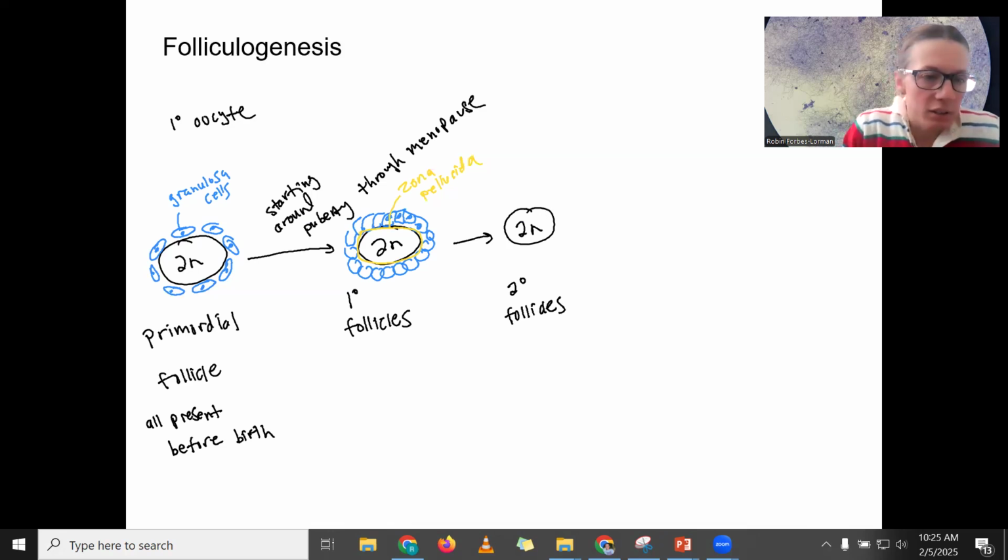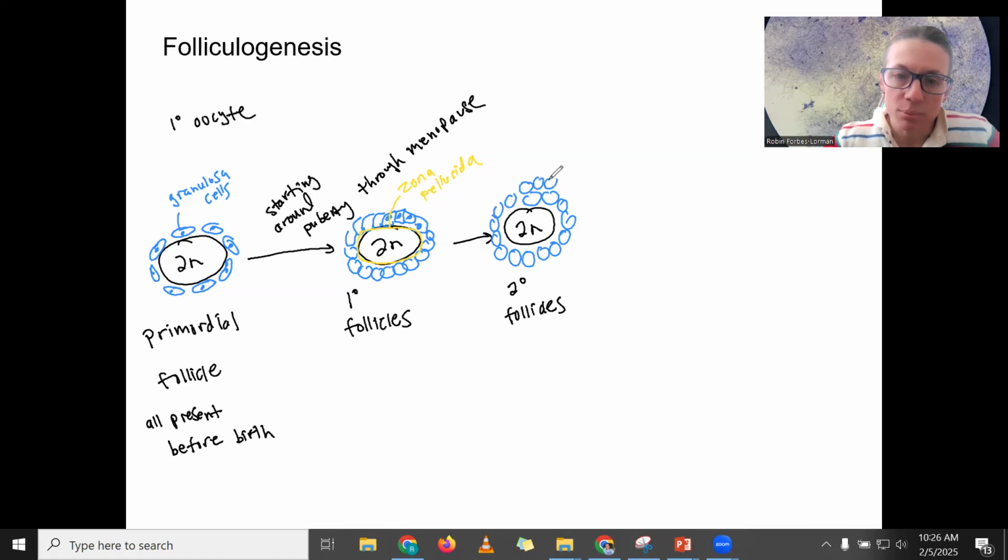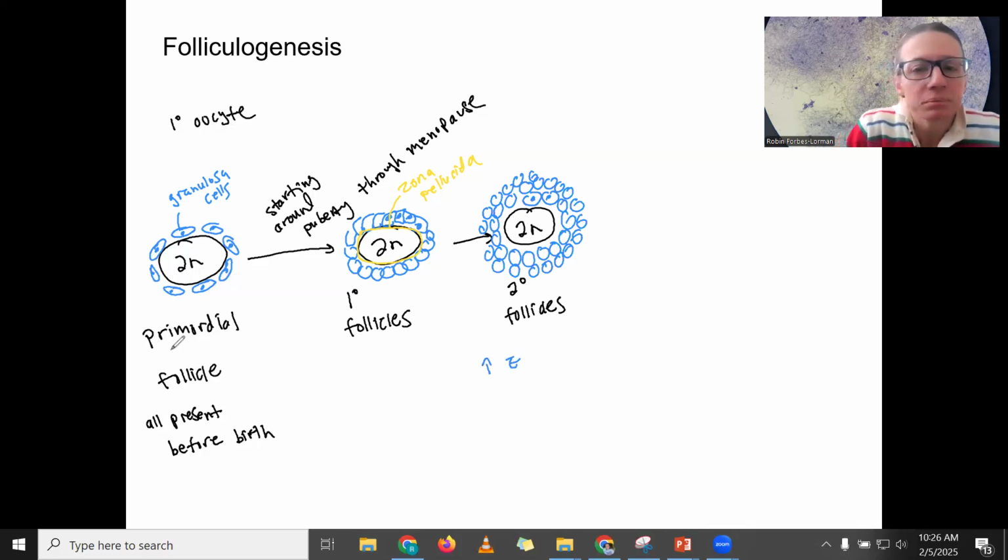The secondary follicle is going to have more than one layer of granulosa cells. So instead of that single layer, we're increasing the number of granulosa cells. This is going to increase support for the developing oocyte, as well as the granulosa cells are going to be producing estrogen. So you'll see in the next video, we'll have increased estrogen as the follicle develops.